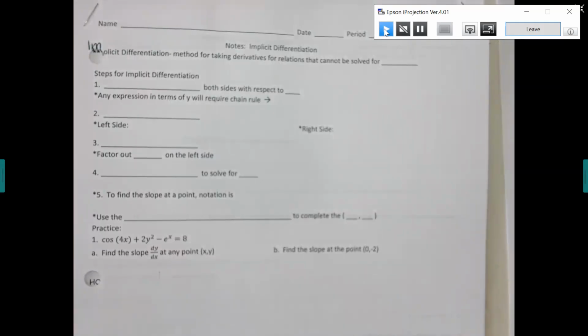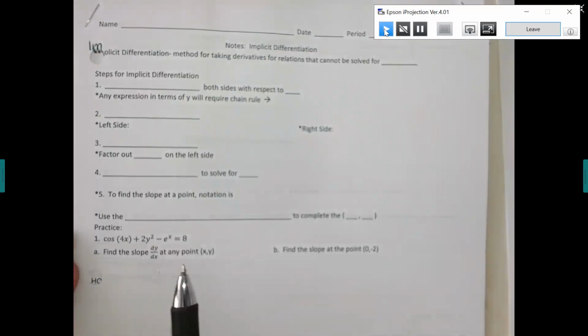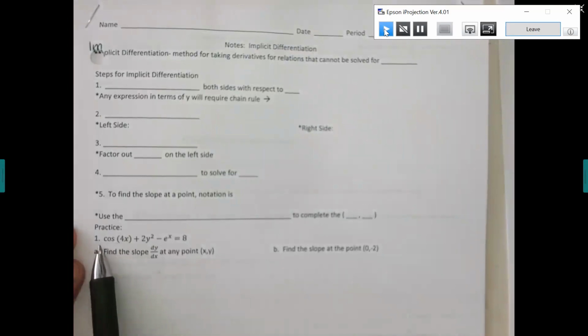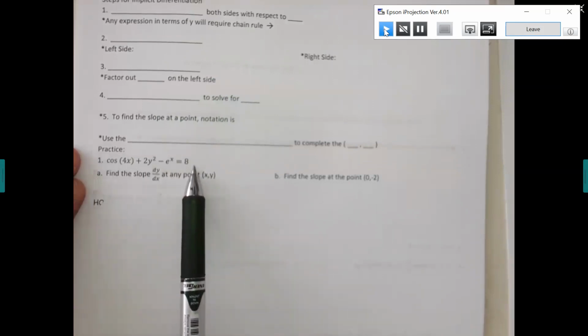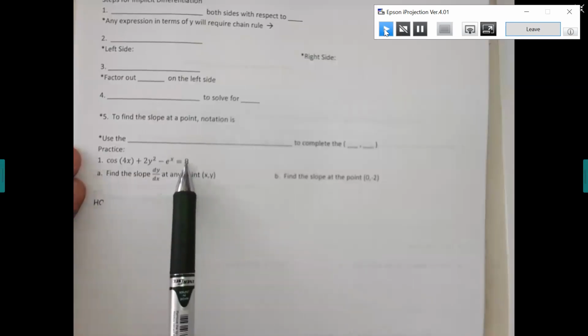Here's when you need implicit. Look at the equation for number 1. Will you just take a little peek at it? Do you see how the X and Y's are all kind of garbled and it's not like Y equals and then an equation? This is when you need implicit.